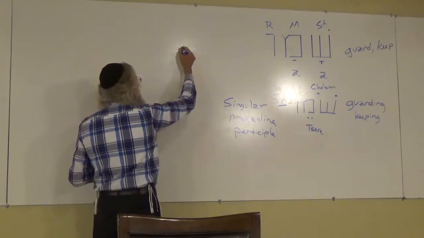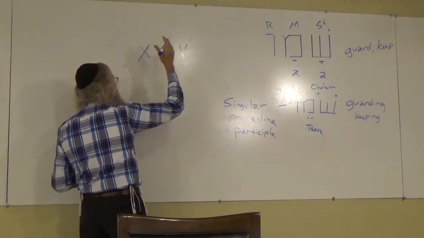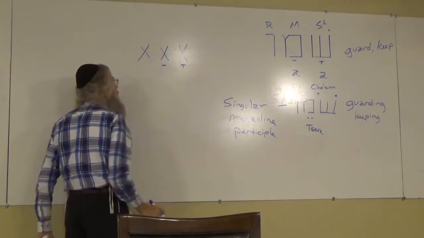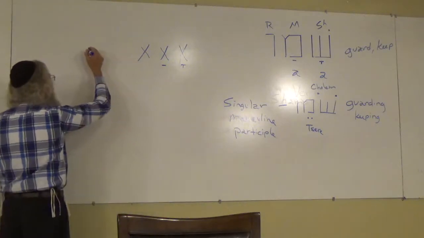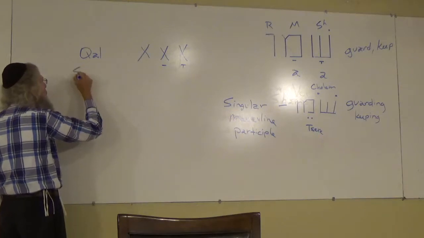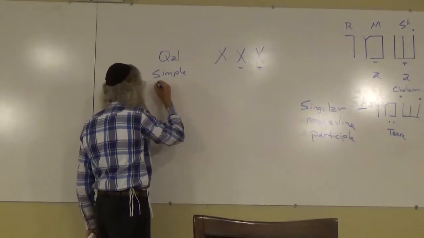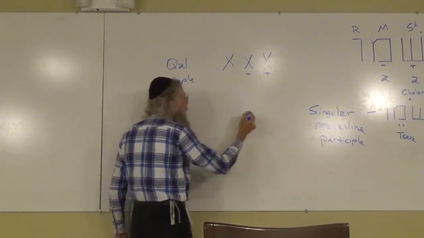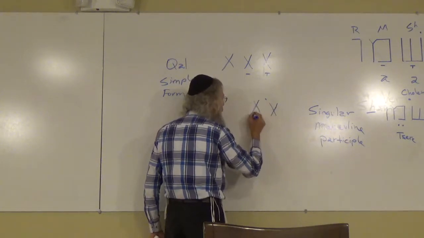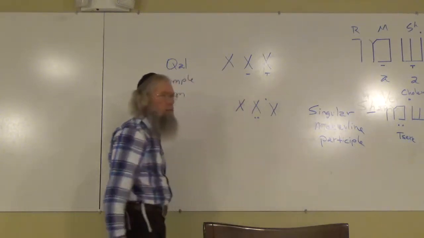What is that? You take the X, which stands for any consonant in masculine form. These are the vowel markers. So this is the consonant and vowel, or the simple form of the vowel. The first letter will receive the cholem, the second letter will receive the tzere, and then the third letter remains the same.